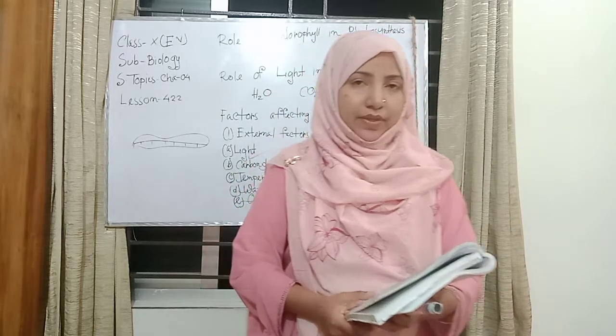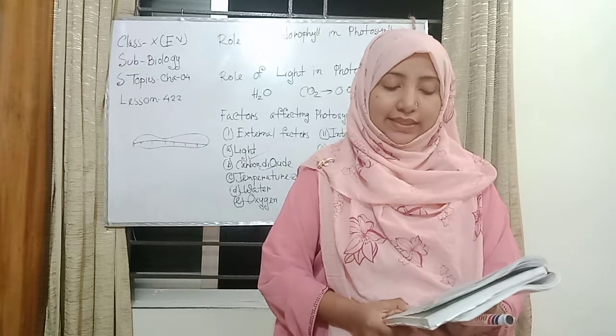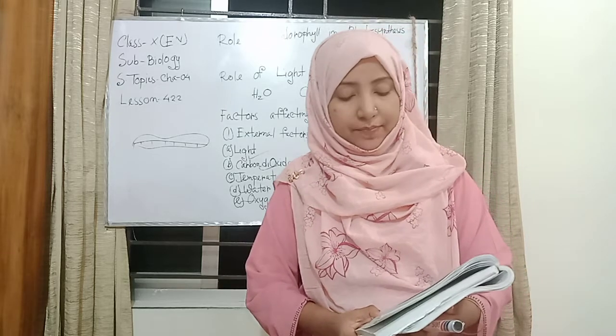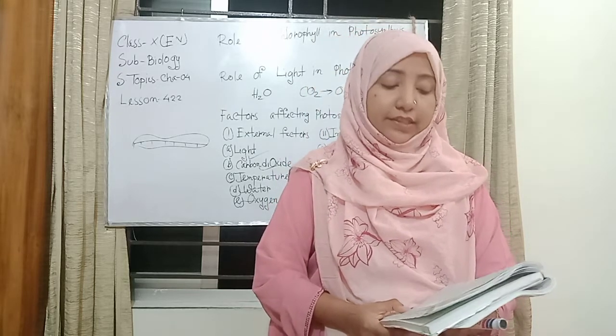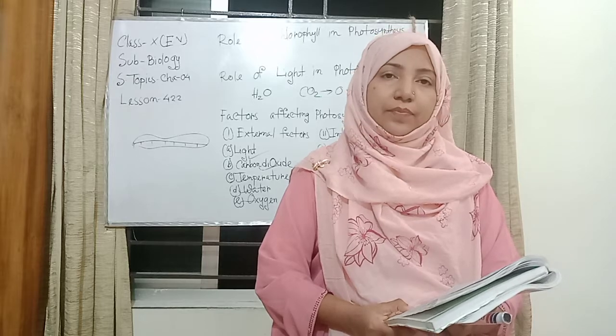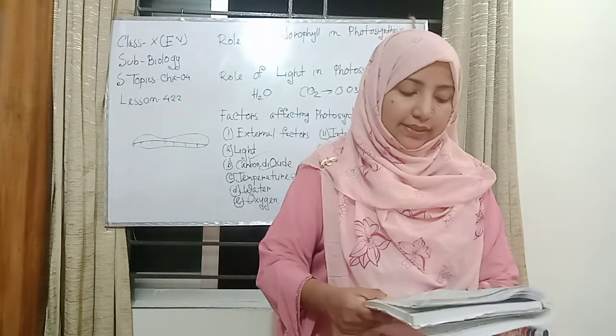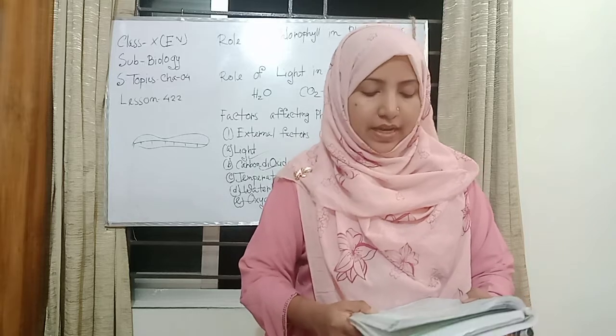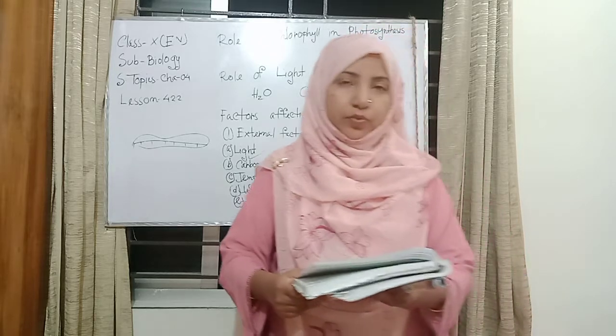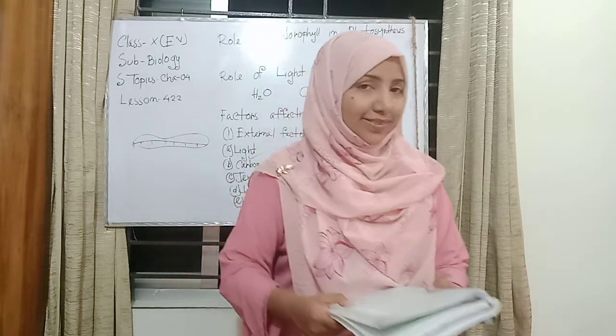Now, next factor is oxygen. If the concentration of oxygen increases in the atmosphere, the rate of photosynthesis decreases. Conversely, the rate of photosynthesis increases with the decrease of oxygen in the atmosphere. However, photosynthesis stops completely in the absence of oxygen.